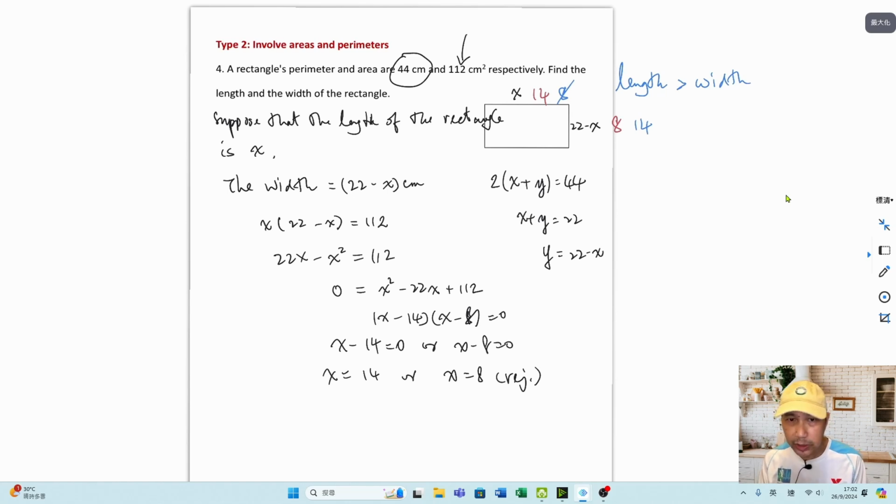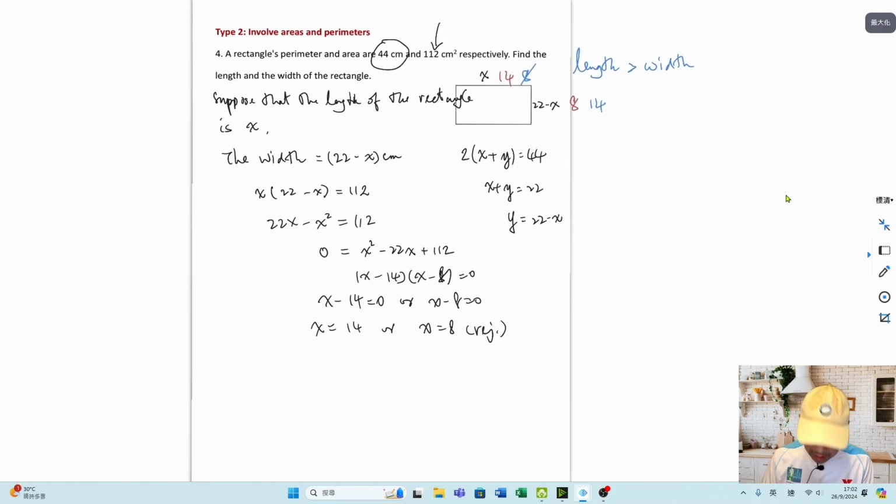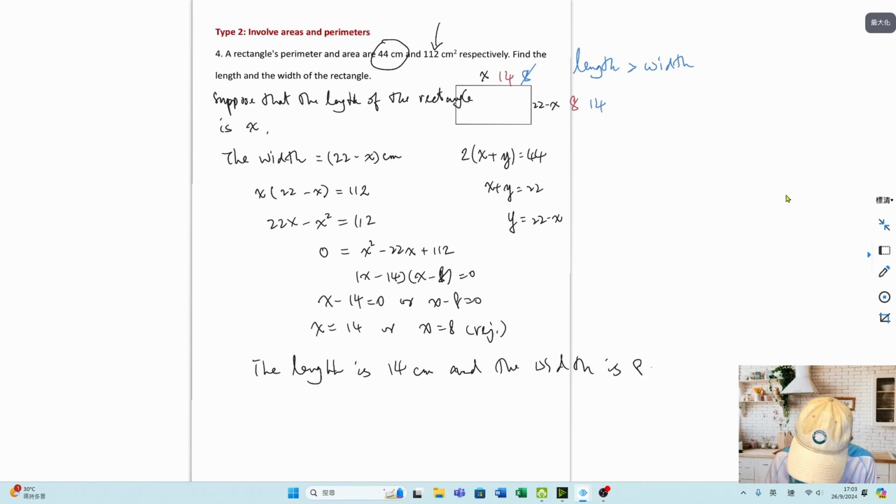Okay, the question asks us about the length and the width. So at the end, we write a verbal sentence for the answer. The length is 14 cm and the width is 8 cm.